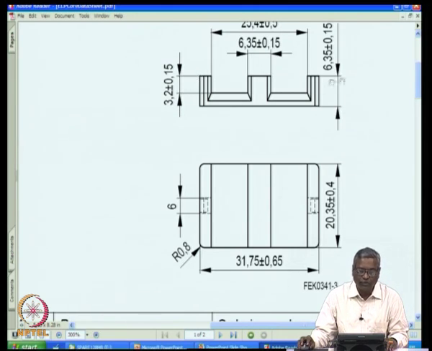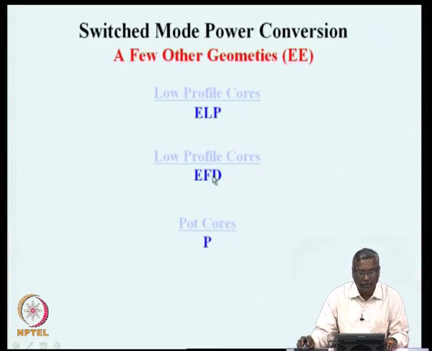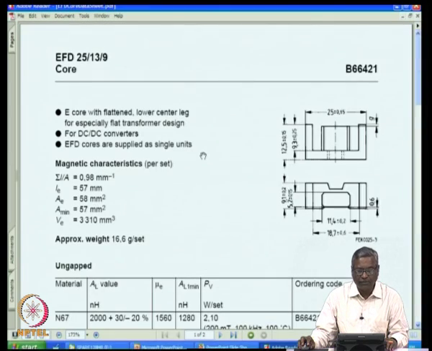So, when you put two such cores one above the other, the total height will be only 13 millimeter, roughly half an inch. So, your entire magnetic circuit now has a height of half an inch, which is a low profile. Such cores are known as low profile cores. And if we go back again here, there are other types of low profile cores which also have a smaller height, but a little bigger than the previous one.